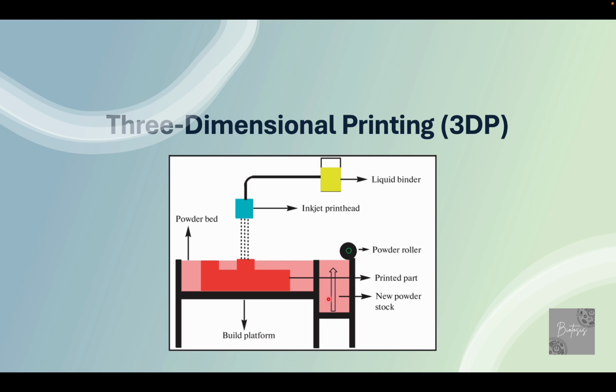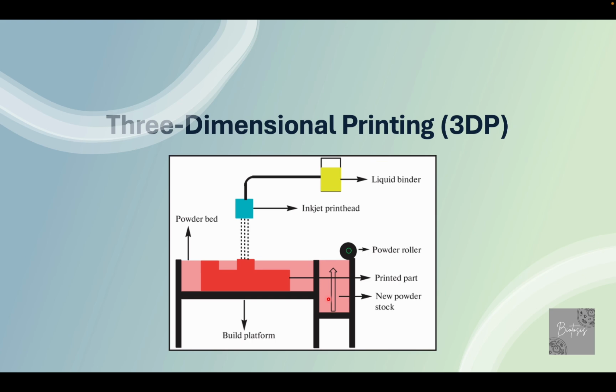Now, coming to the basic 3-dimensional printing. What are we doing here? Again, the powder bed is there. The inkjet printhead is basically, as we can see, the ink is coming in droplets, not a straight flow. Now 3-dimensional printers have a large variety of print heads, but here we are talking about inkjet printing.